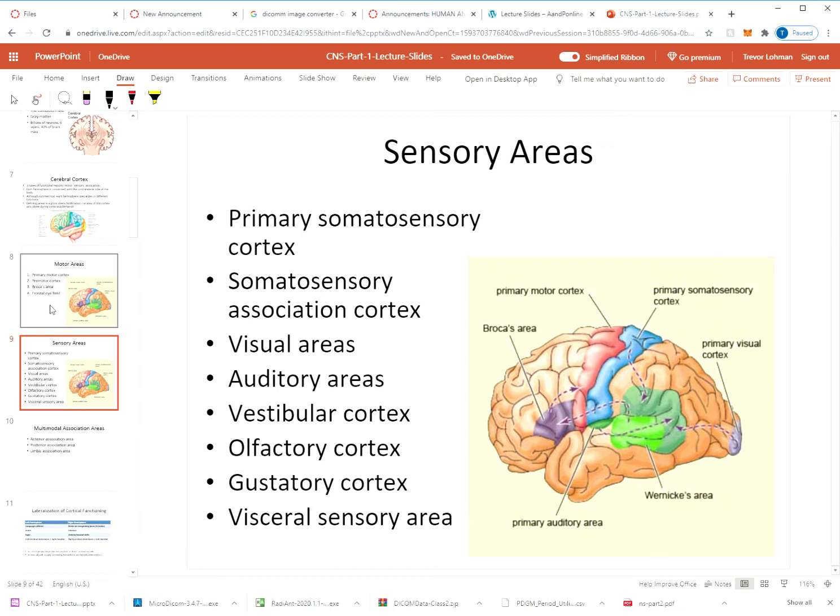Each of these areas below has an association cortex, but rather than saying primary visual cortex and visual association area, I just put visual areas. Just keep it on one slide, okay? So the next one here, the visual area, you have two.